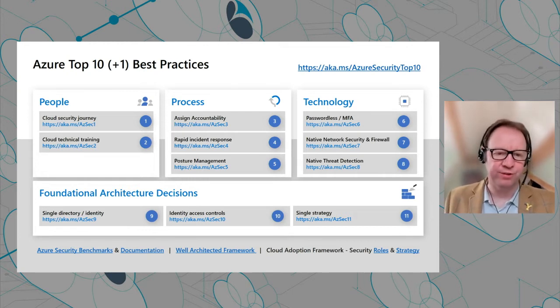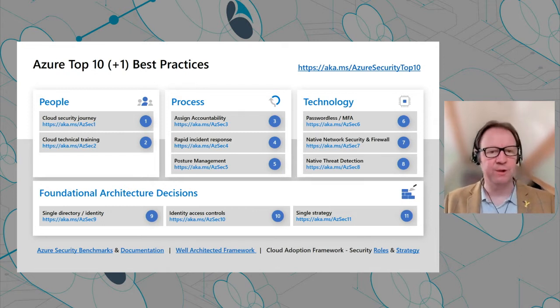There are some great resources in here. This is the distilled wisdom of Microsoft from helping our customers, and it's constantly evolving to say this is the sort of thing you should be considering. So those best practices, absolutely critical.